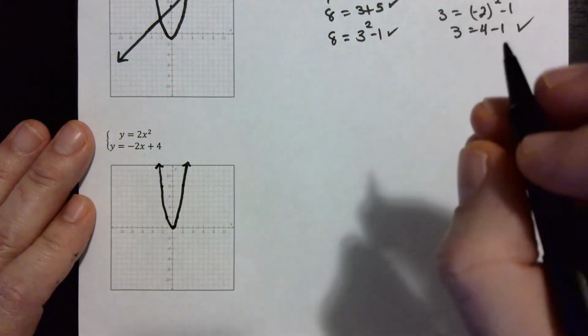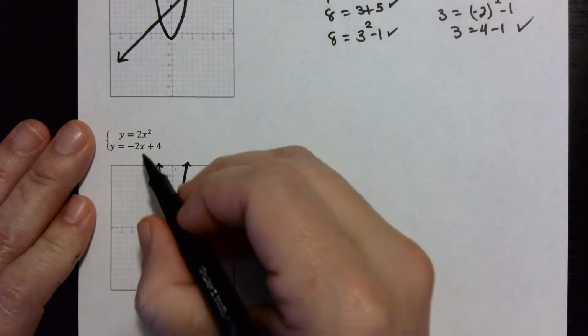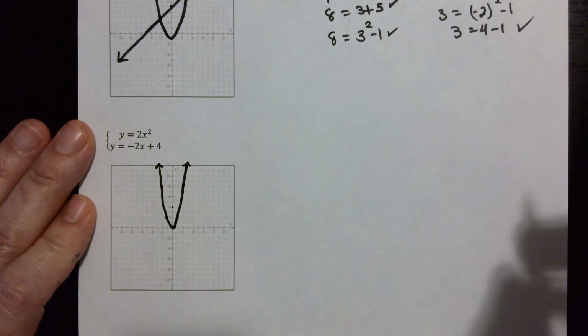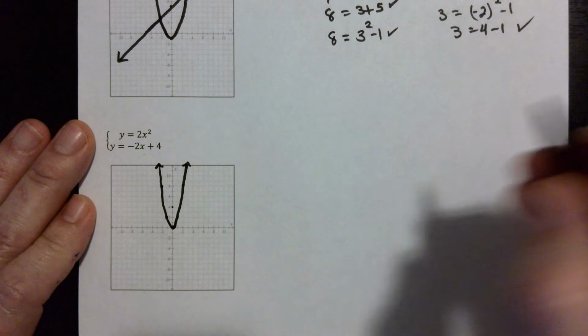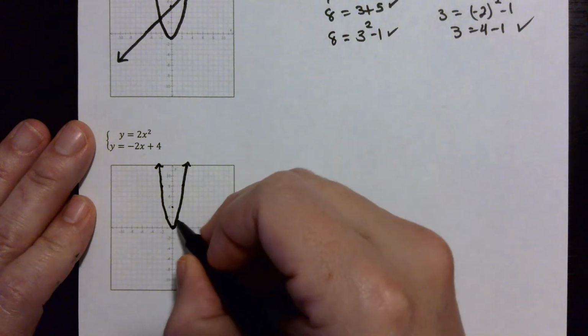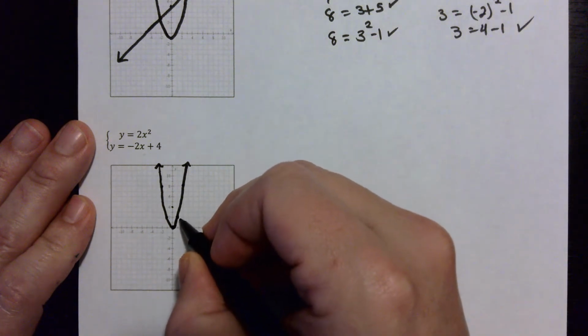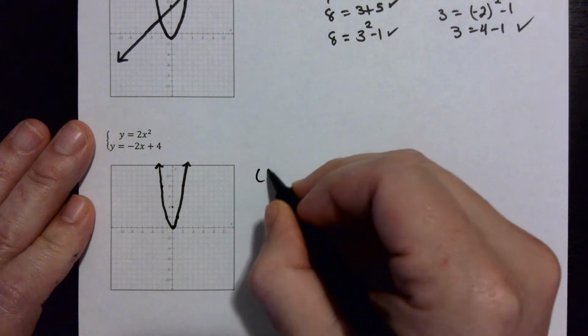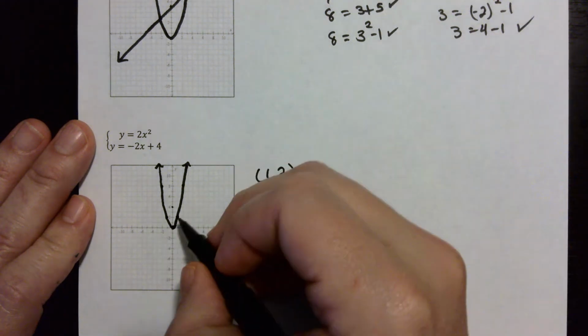Let's look at the other one. We have a linear. It's crossing at 4, and it has a -2 slope. That means down 2 over 1, down 2 over 1. It looks like right there we're crossing immediately, and that looks like 1, comma 2. So 1, comma 2 is a potential solution.